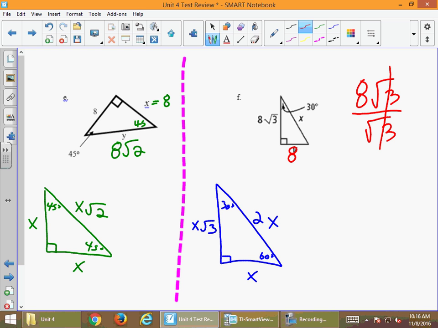Now I have to find that x, or that hypotenuse side. How do I go from a small piece to a large piece? I have to multiply. What do I multiply by on the hypotenuse side? 2. So right now I'm going to say 8 times 2 gives me this number. 8 times 2 is 16. So x is 16. Found it.